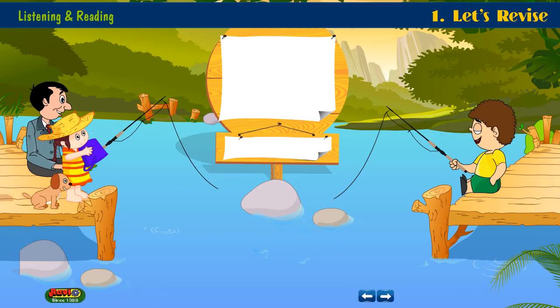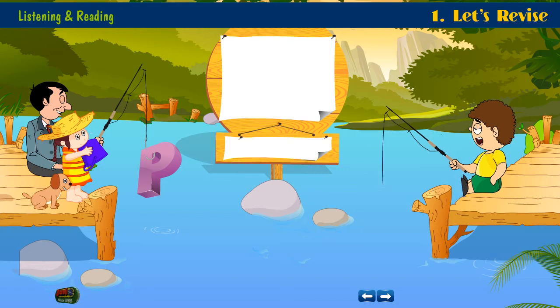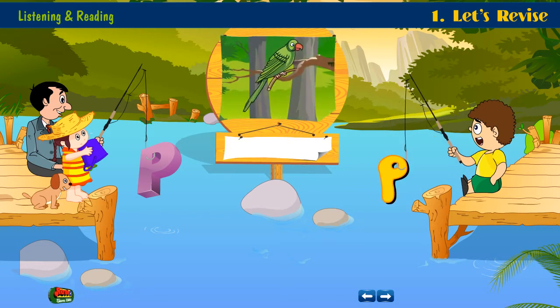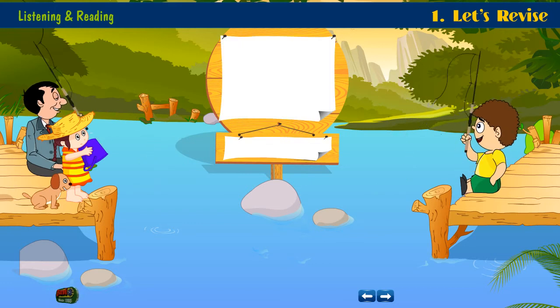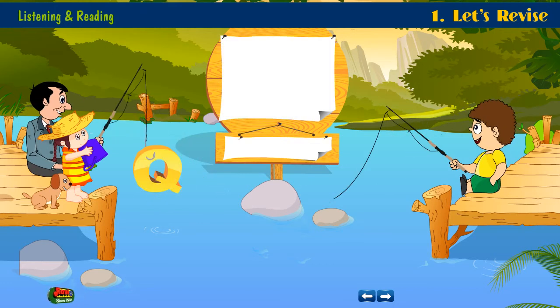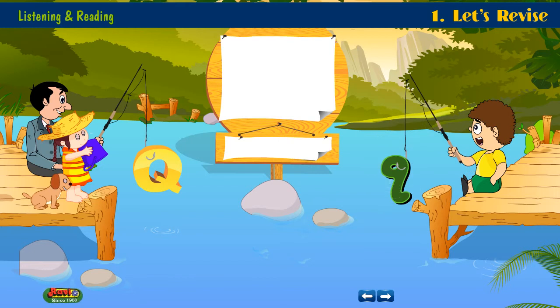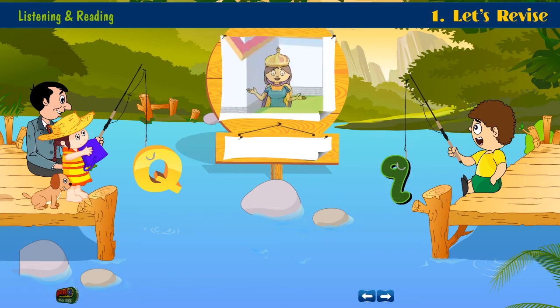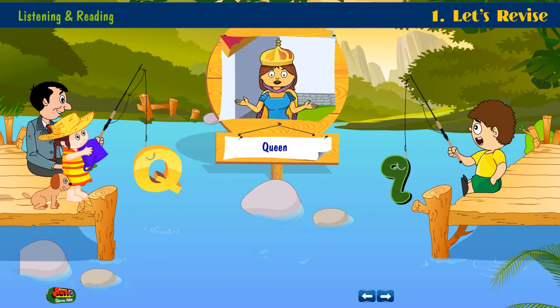Capital letter P. Small letter P. P for parrot. Capital letter Q. Small letter Q. Q for queen.